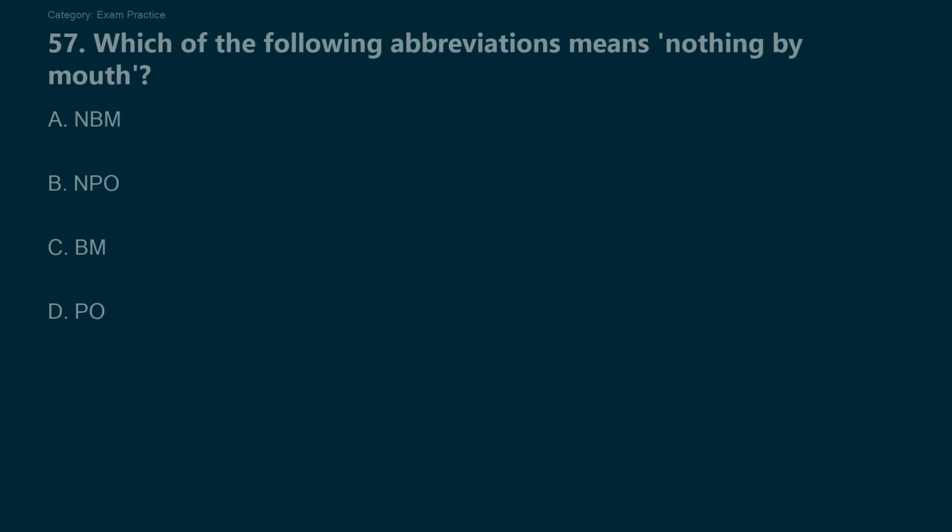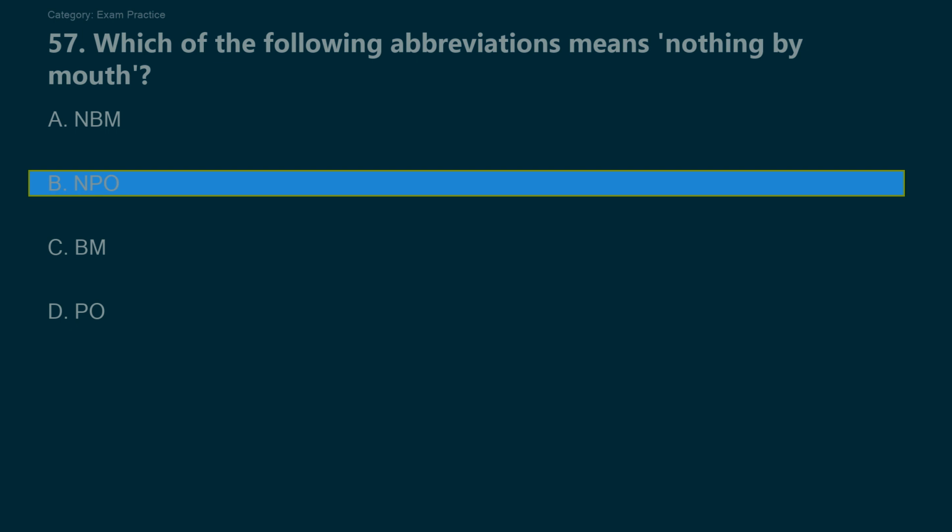Question 57. Which of the following abbreviations means nothing by mouth? Option A, and then. Option B, and the O. Option C, them. Option D, the. The correct answer is option B, and the O.